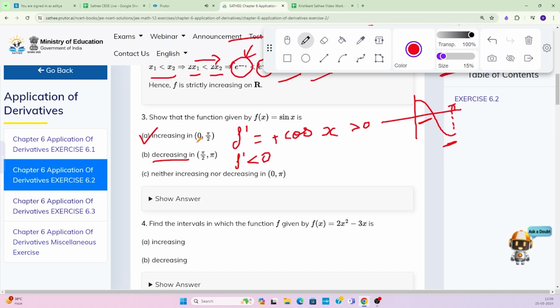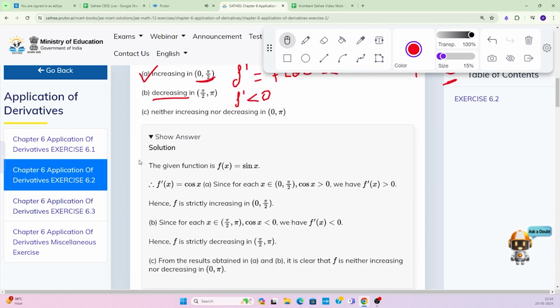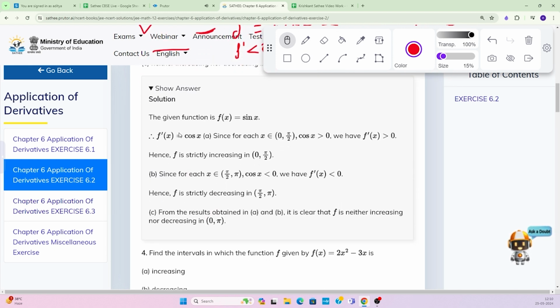Because in half of that interval my graph output is positive and increasing, and in the other half of this interval, 0 to pi, my graph, or you can say the output, is decreasing. So that's why it is neither increasing nor decreasing. As you can see, the explanation is also written over here, everything I have just told you.